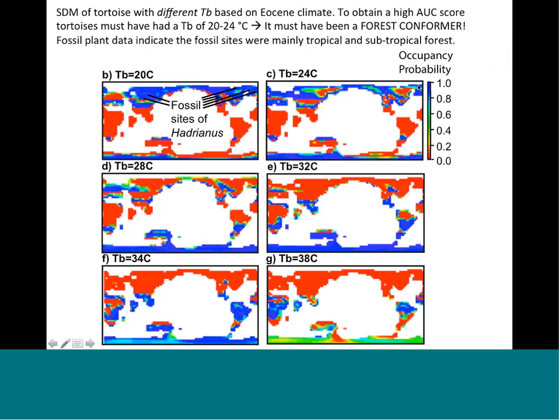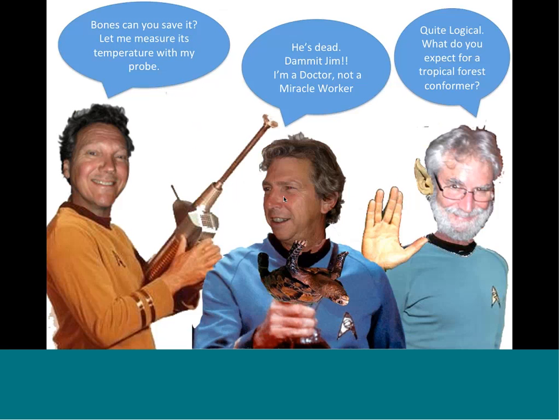So you can take the models and apply the models to the entire globe. These are Eocene reconstructions of where tortoises would be, depending on what temperature they are. I don't want to go too much into the details of this, so I just want to summarize.